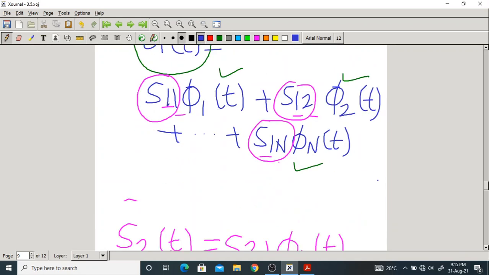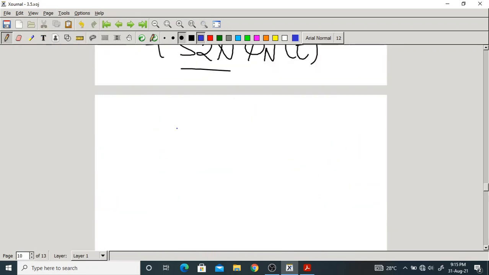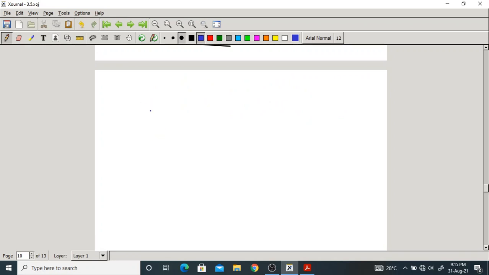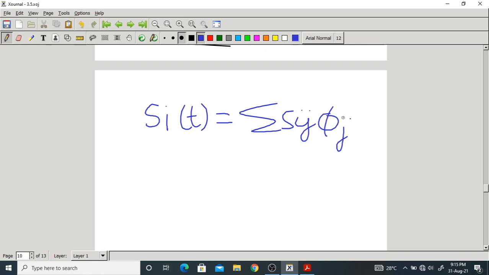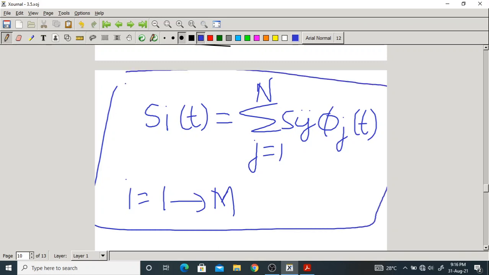Now what do you write about these things? Si of t equal to summation Sij phi j of t, j varies from 1 to n, i varies from 1 to m. So this is the final expression. What is Sij? The coefficient of expansion.